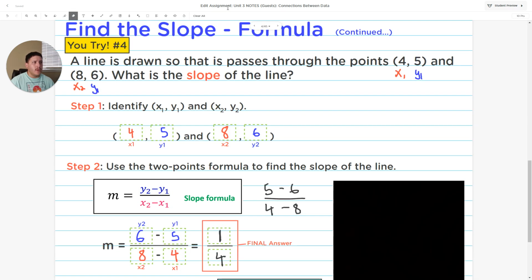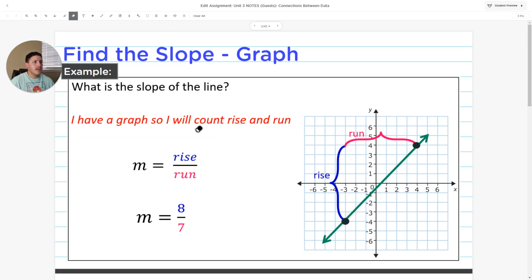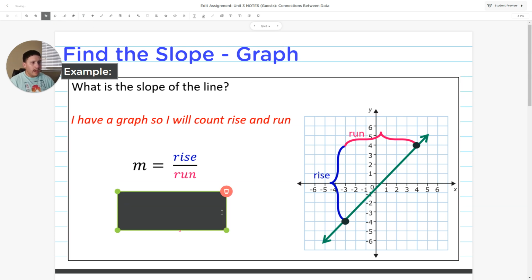Anyways, that's it for you try number 4. In this example, we have a graph. If we're given a graph and 2 points on a graph, it's easier to do rise over run. Let me give you all this example right here. And what do I mean by rise over run? I mean that for the rise, you're going to count the y values, and for the run, you're going to count the x values from one point to the other.